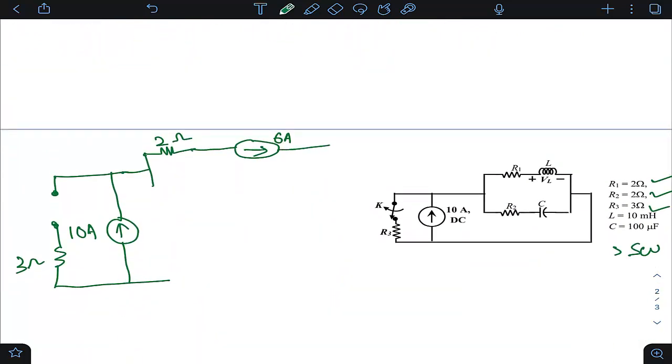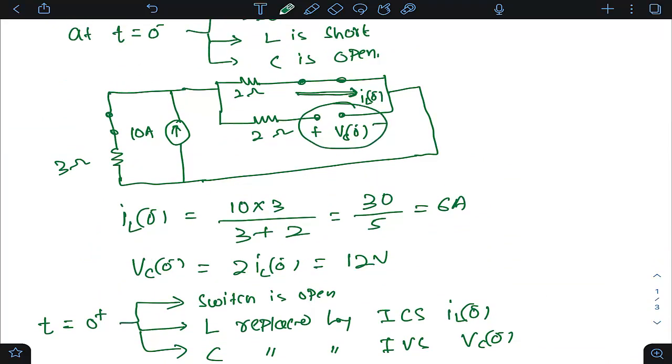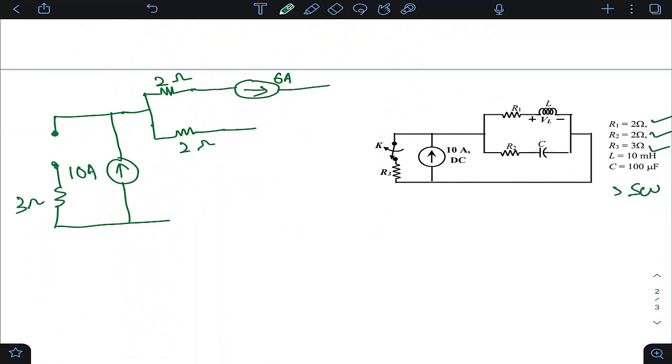And then this is your R2. R2 is 2 ohm, and the capacitor voltage VC(0-) we obtained with respect to this polarity. How much was the value we obtained? It was 12 volts. So this is your plus minus, this is your 12 volts. This is the situation.